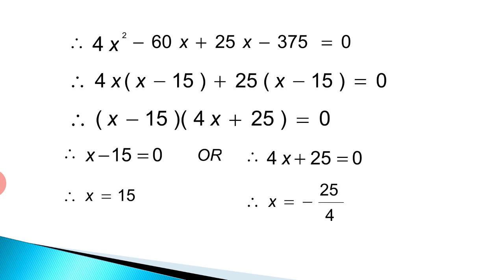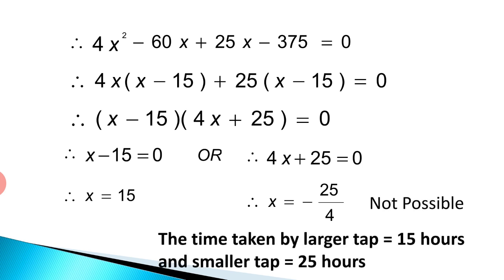What is x? X is time, and time cannot be negative. So that means x is equal to 15 will be the answer. So time taken by the larger tap will be 15 hours and the smaller tap will be 15 plus 10, that is 25 hours. Are you getting it? Work on this question because this particular question is very important.